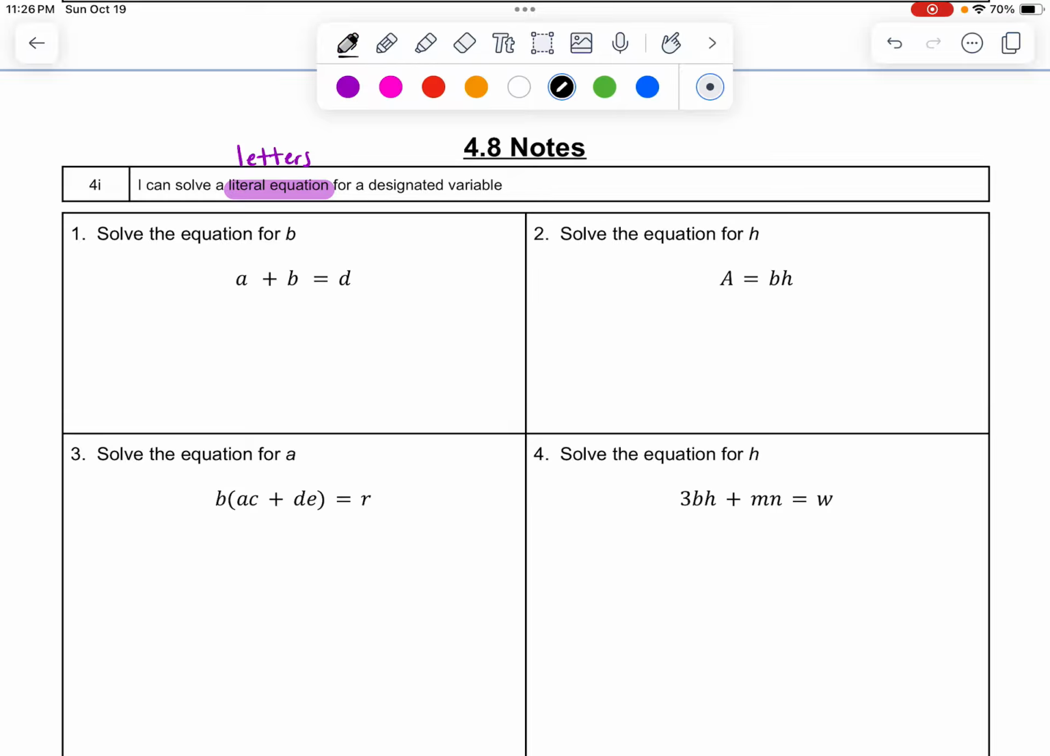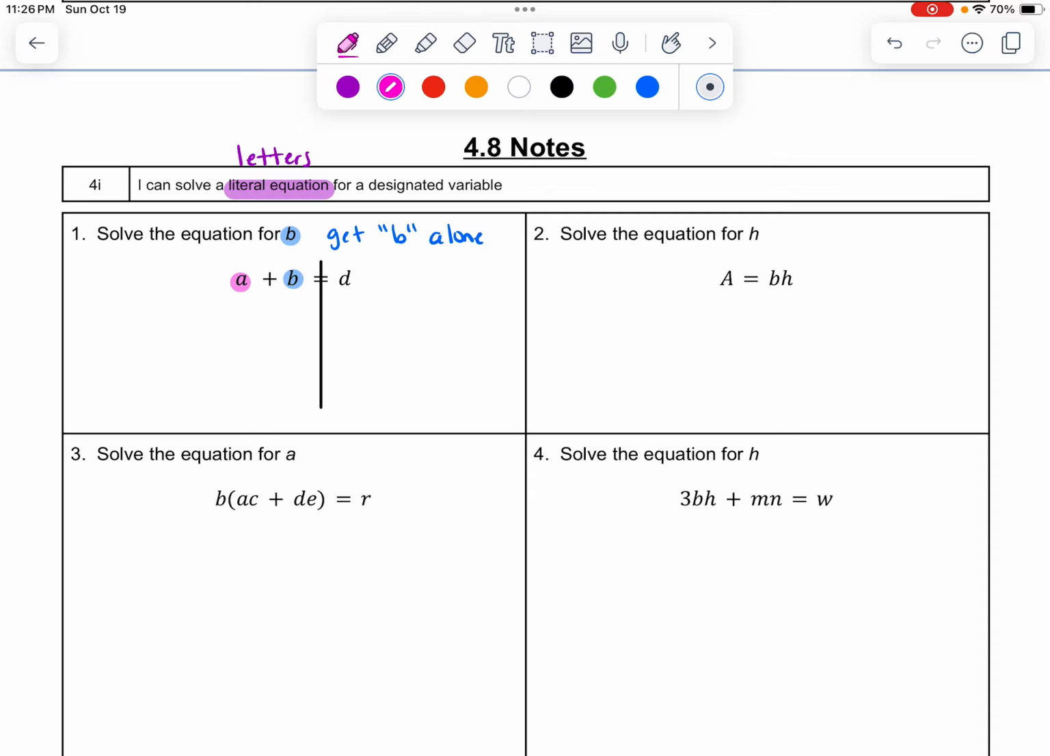For example, in problem number 1, it says solve the equation for b. Now reading the directions is really important here because it's telling me which of these letters I'm trying to get by itself. If it says solve for b, that means get b alone. So I'm going to start by drawing a vertical line through my equal sign. And then I'm going to look at who's on the same side as b. And the answer is A.